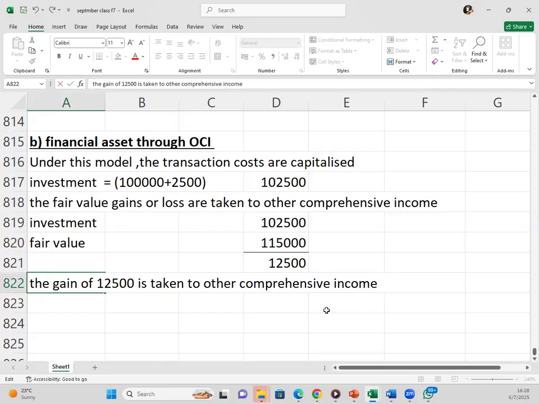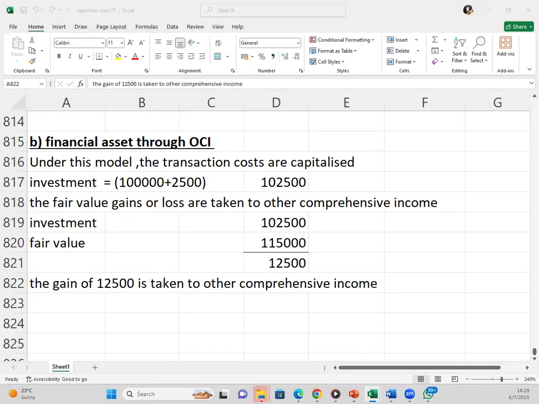Let's move to the next model. So that's the difference. If being treated as fair value through OCI, how we treat the transaction costs differs, and that will affect our fair value. That will also affect the expenses because the transaction costs are capitalized, not expensed.